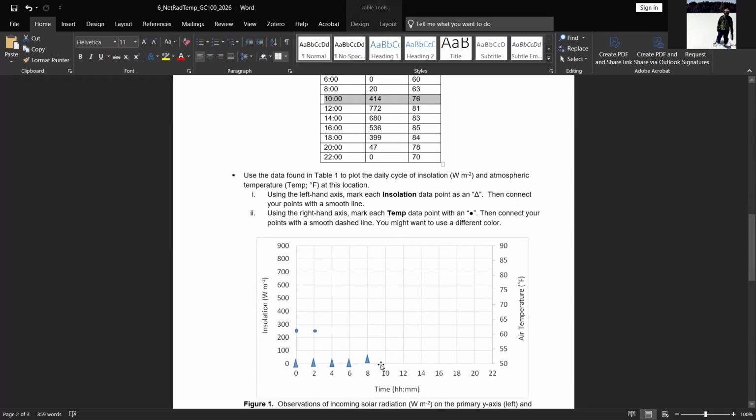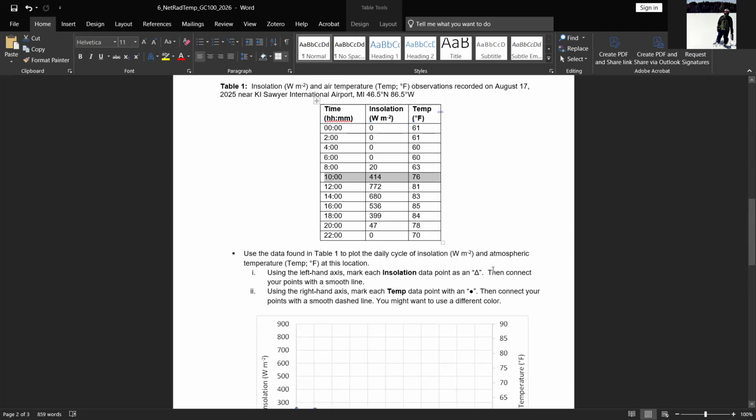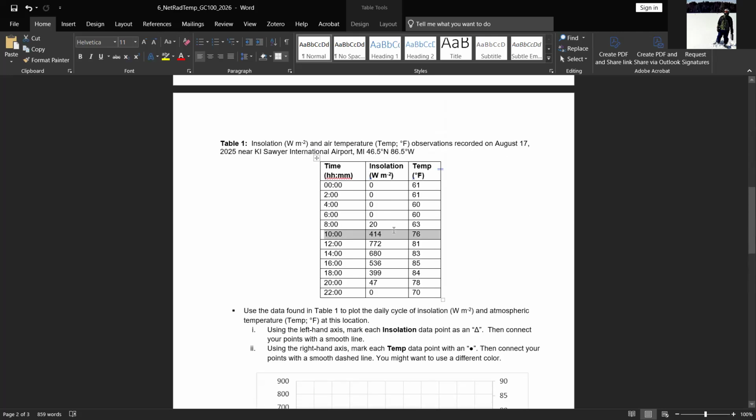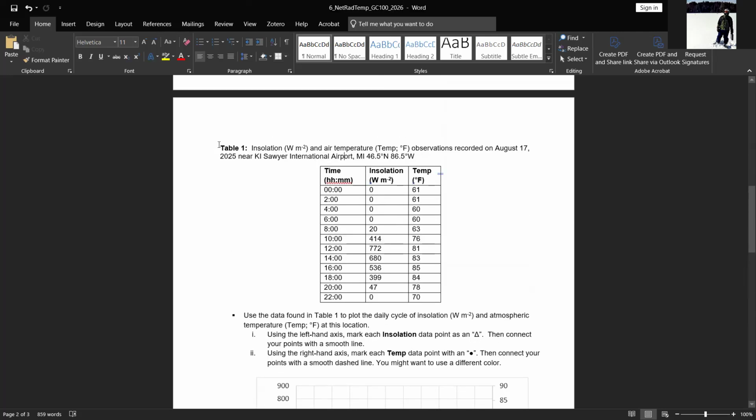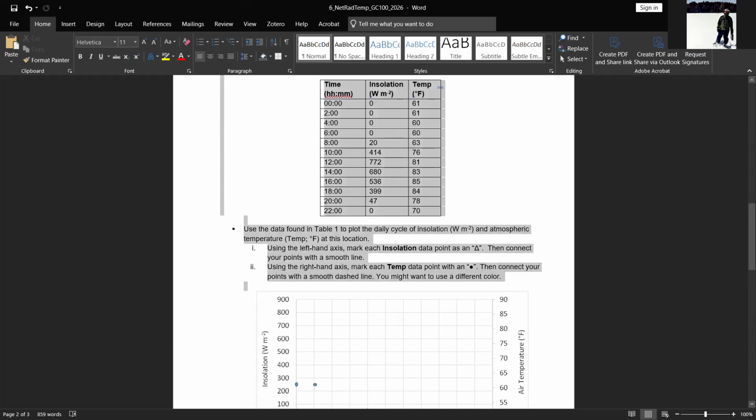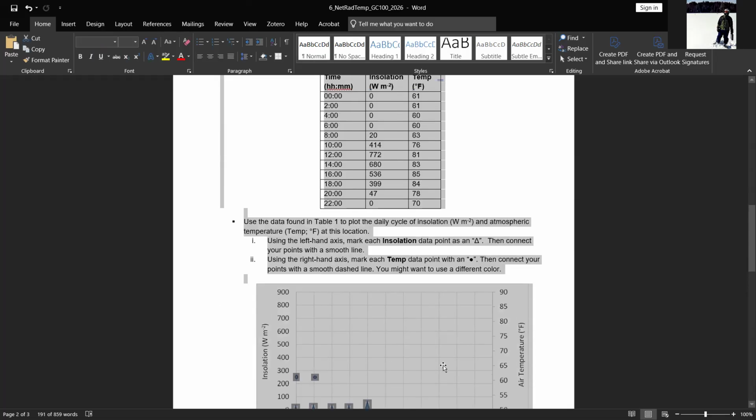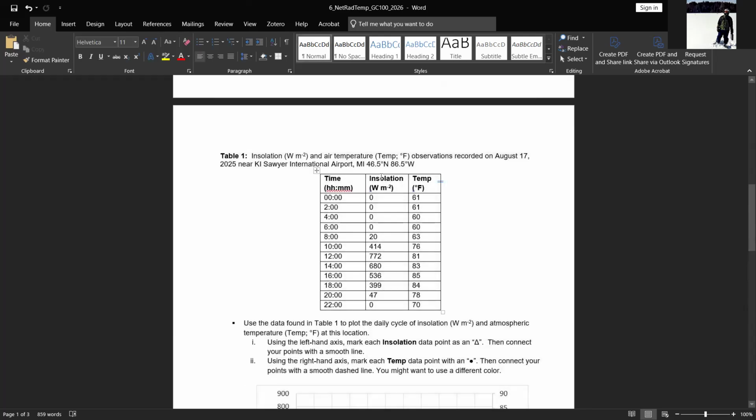And so you would find 10 a.m. and 76, and you'd make a dot. Eventually you're going to have this plot that goes up and over and down as well. What I've done is I actually plotted these data for the winter as an example. So the last page contains a fully worked-through example, but for the winter.